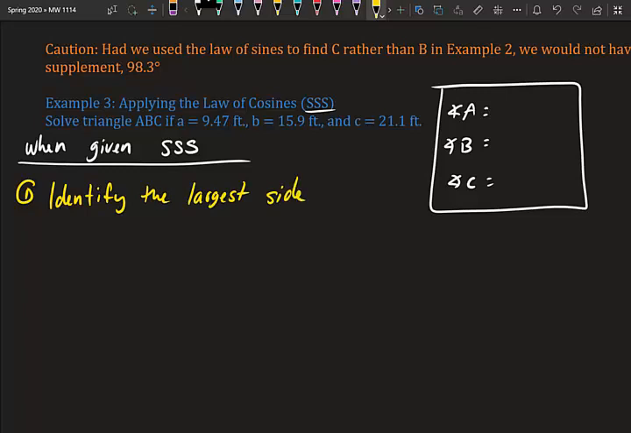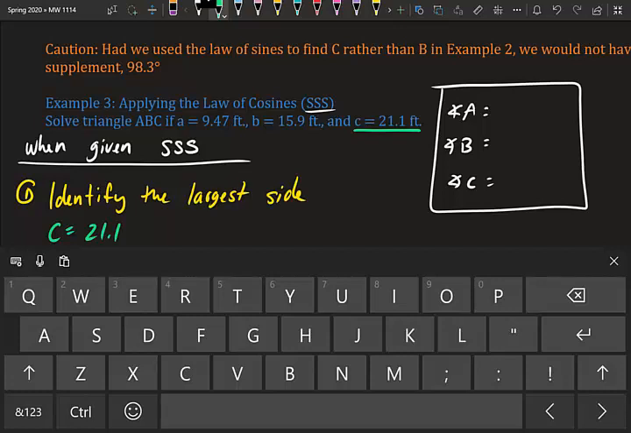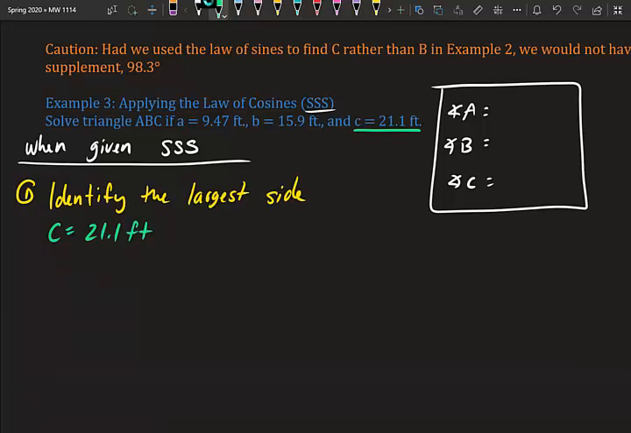All right, our first step is to identify the largest side. So our largest side is C, which is 21.1 feet. That's our biggest side. Awesome. So you know what that means? We need to find that angle first because it's the largest side. So finding the largest side is going to help you find the largest angle first. So that's why we're going to find angle C first.